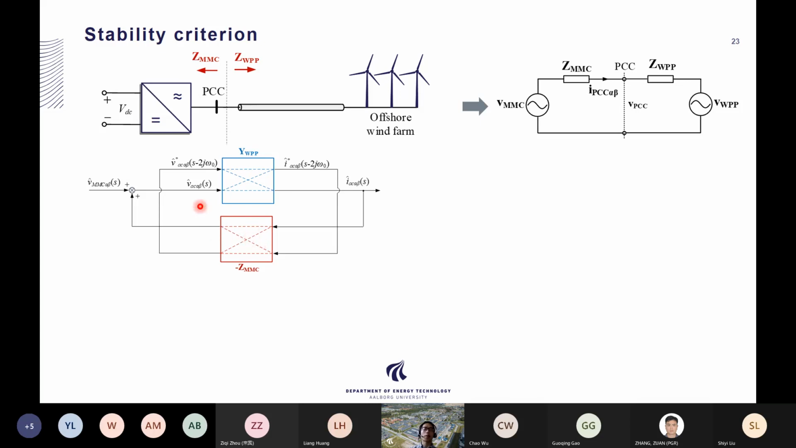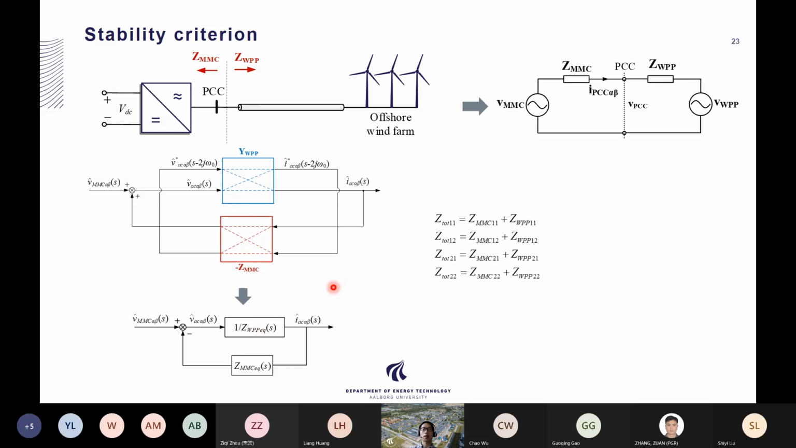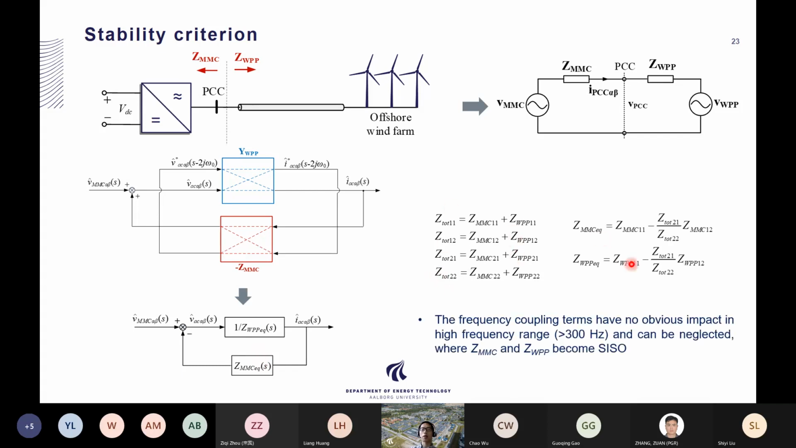But we know that for any control system, we can always do some arrangement and combination of control loops. So in the end, we can still get this single input, single output form. So that means we can still apply the single input, single output impedance-based stability criteria on top of that. The only difference is that this single input, single output equivalent impedance actually has considered the impact of these frequency coupling components. That is the major part I would like to highlight here.